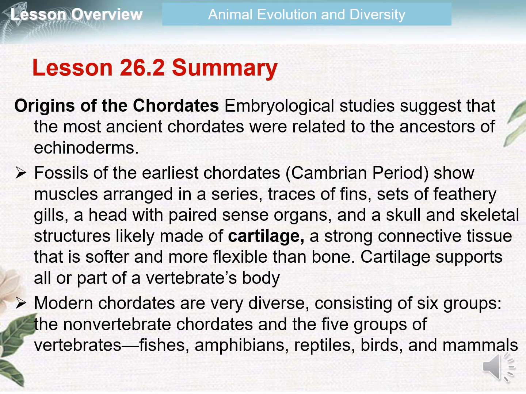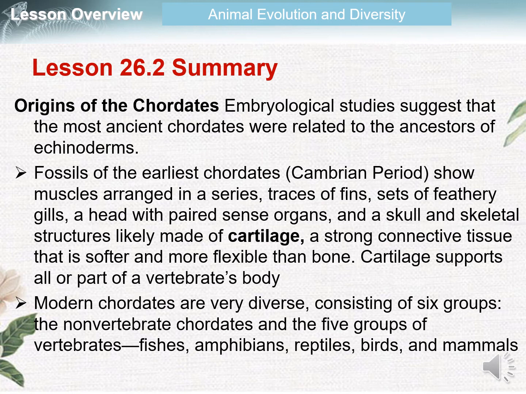Now, lesson 2 summary. Embryological studies suggest that the most ancient chordates were related to the ancestors of echinoderms. Fossils of the earliest chordates, from the Cambrian period, show muscles arranged in a series, traces of fins, sets of feathery gills, a head with paired sense organs, and a skull and skeletal structures made of cartilage, which is a strong connective tissue that is softer and more flexible than bone. Cartilage supports all or part of a vertebrate's body.